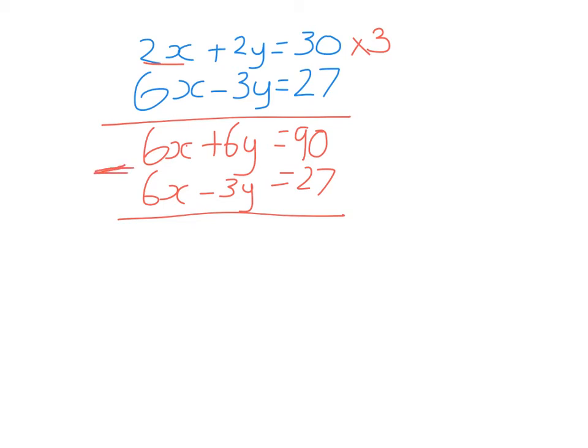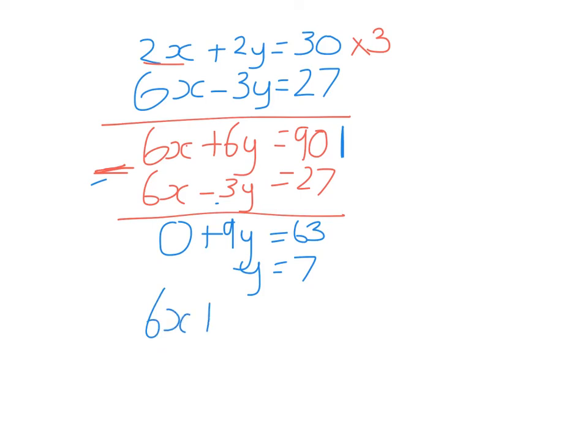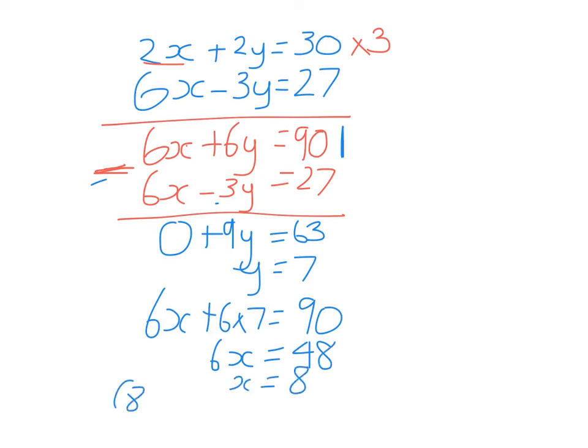So 6x minus 6x is 0. 6y minus 3y, be careful with that, is positive 9y. 90 minus 27 is 63. So 9y equals 63, y equals 7. Now I substitute into either equation to find x. So I'm going to substitute y equals 7 into this equation. So 6x plus 6 times y equals 90. So 6x plus 42 equals 90. Subtract 42 and then divide by 6. x equals 8. So the solution is 8, 7.